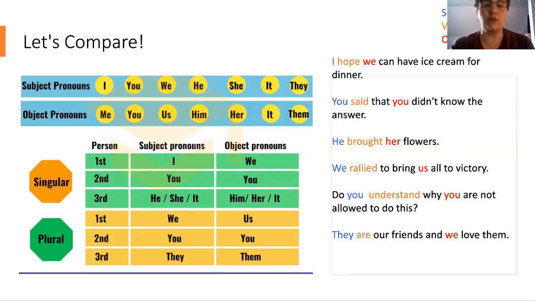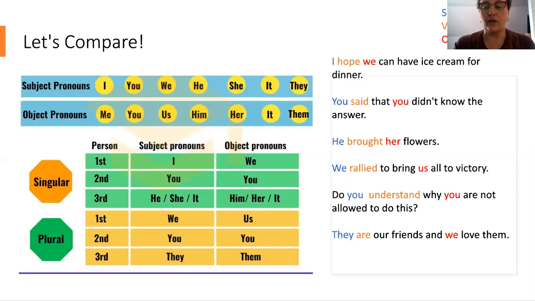So if I was to use the subject pronoun I, the object pronoun that I would appropriately use would be me. If I use the subject pronoun you, I would use the object pronoun you. If I use the subject pronoun we, I would use the object pronoun us. If I use the subject pronoun he, I would use the object pronoun him. If I use the subject pronoun she, I would use the object pronoun her. If I use the subject pronoun it, I would use the object pronoun it. If the subject pronoun is they, I would use the object pronoun them.